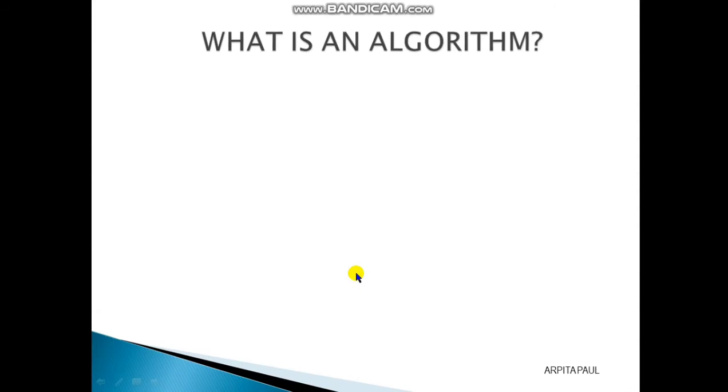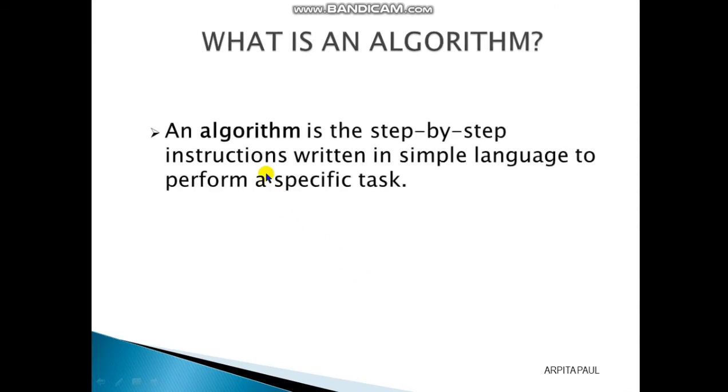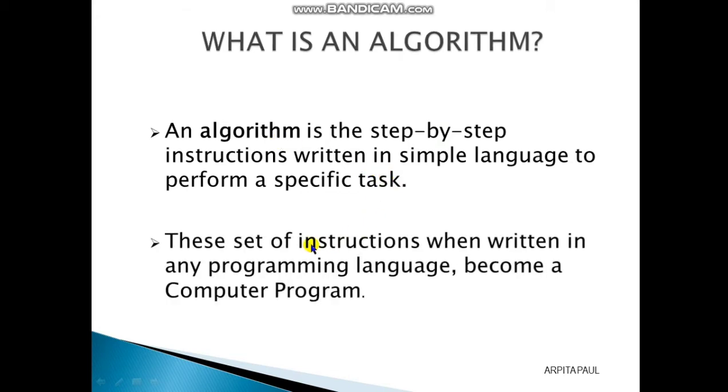So the first question is, what is an algorithm? Basically, an algorithm is the step-by-step instructions written in simple language to perform a specific task. Whenever we are doing a task, we will explain that task step by step, and those steps together are called an algorithm. When this set of instructions is written in any programming language, it becomes a computer program.